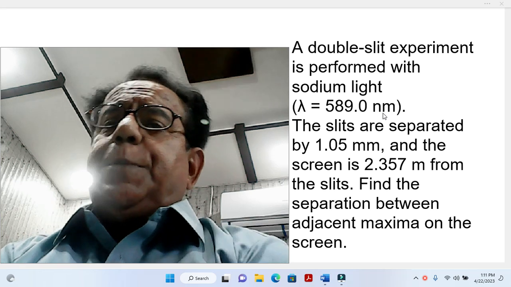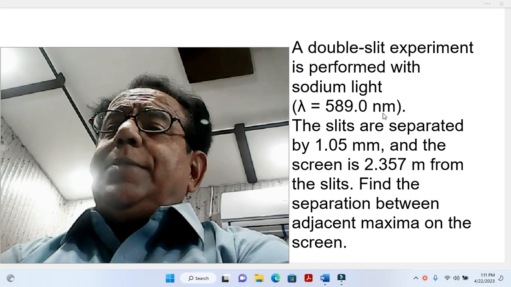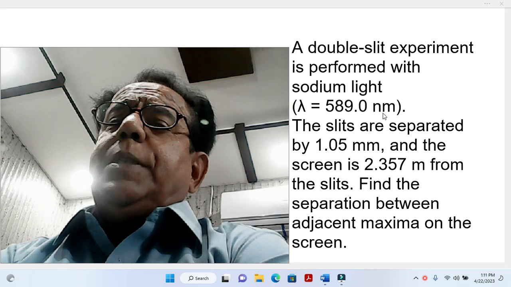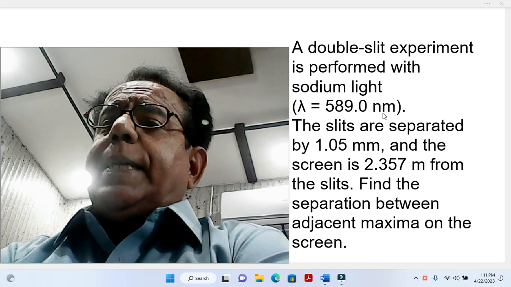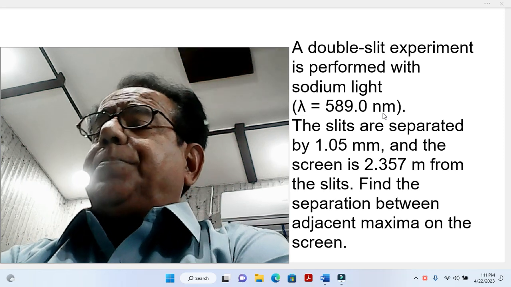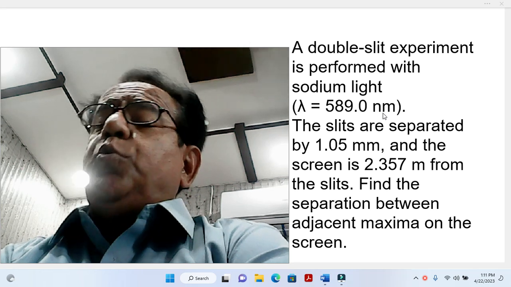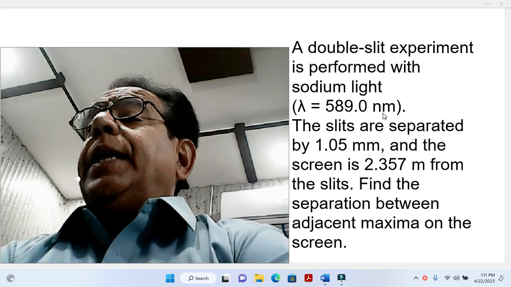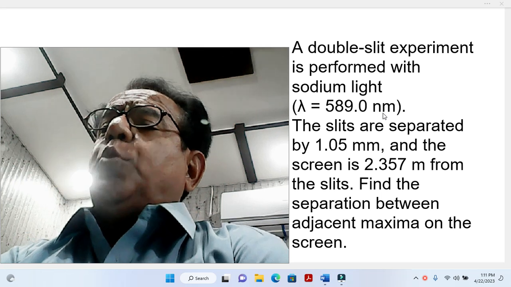This is our next problem. As usual, the problem has once again been chosen from the same book, Modern Physics by Kenneth S. Crane. As usual, we first come to its statement. A double slit experiment is performed with sodium light.